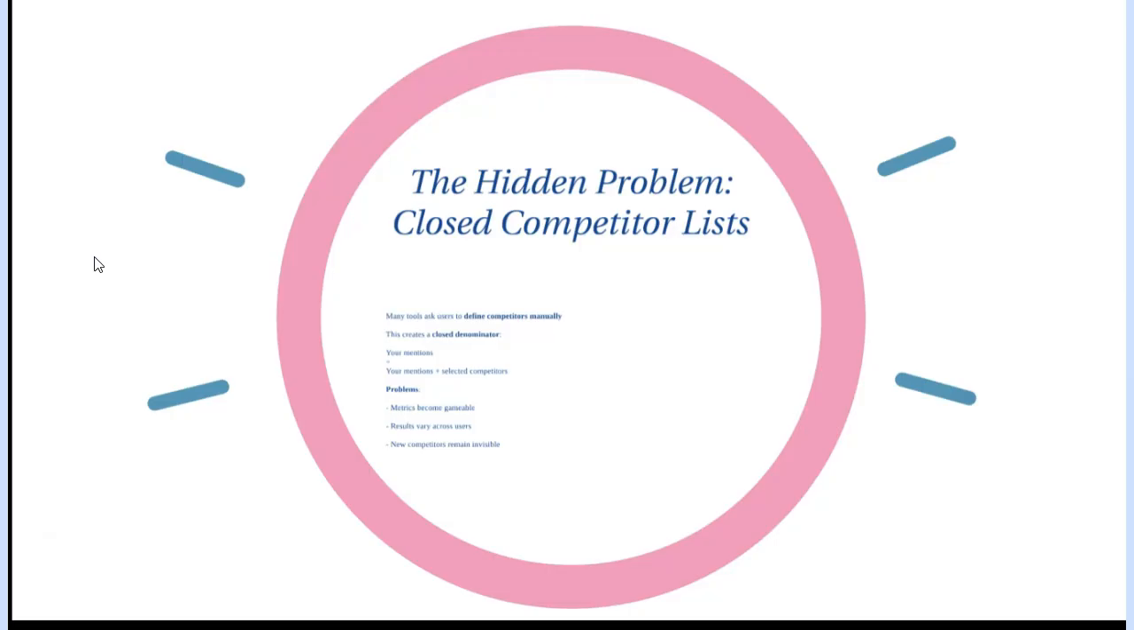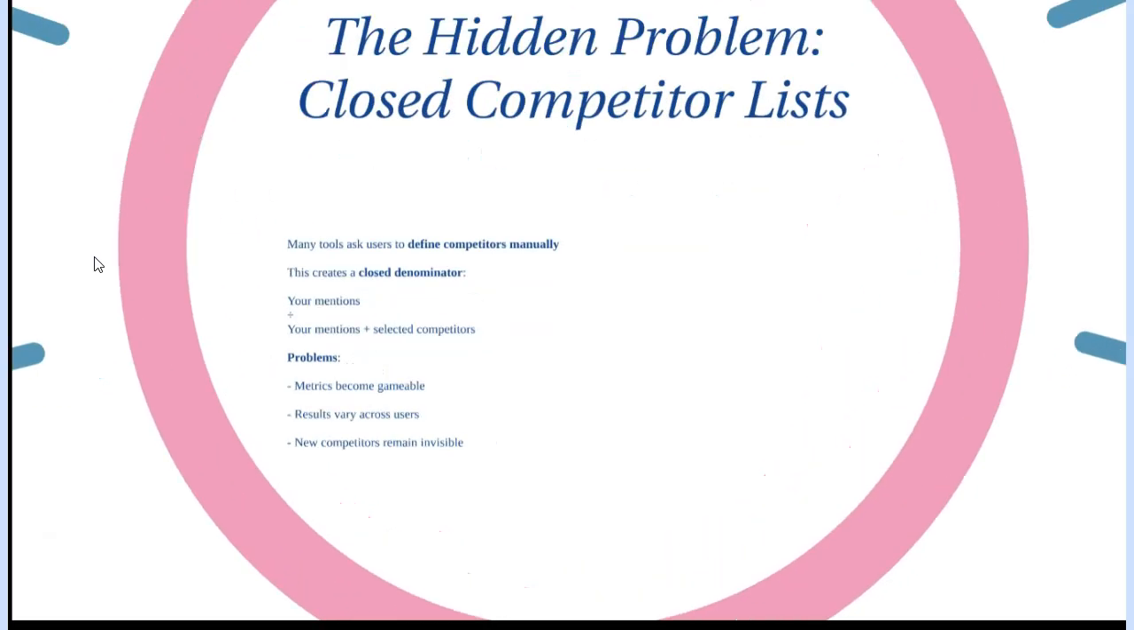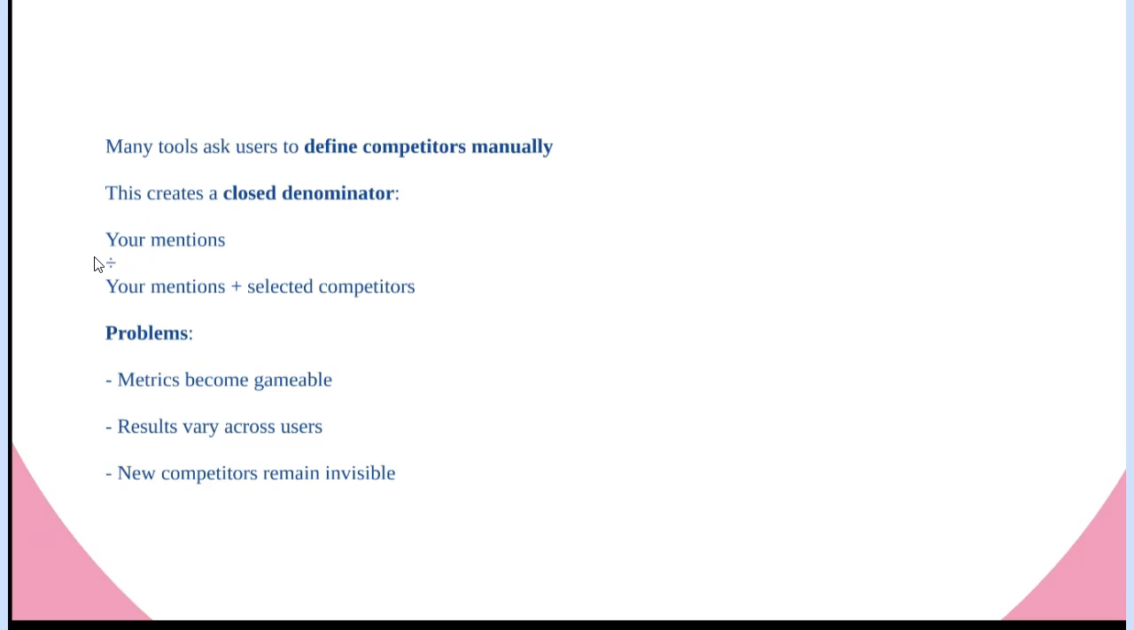The flaw almost nobody discusses. There is another deeper problem with many AI visibility tools, and almost nobody talks about it. Most platforms ask you to manually define your competitors. Then they calculate share of voice within that predefined set. That means the denominator of the formula is closed. For example, your mentions divided by your mentions plus the competitors you selected.